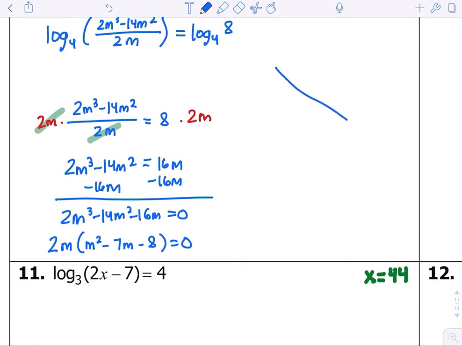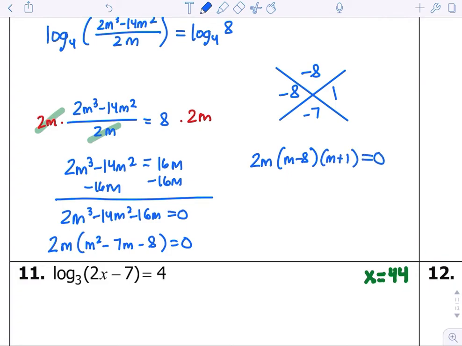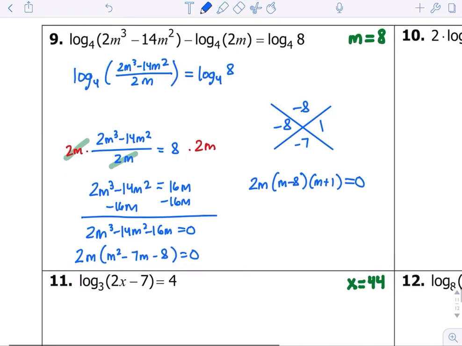So let's do the x method to factor. On top it's negative 8, bottom negative 7. Two things that multiply to negative 8 but add to give you negative 7: negative 8 and 1. So we're going to get 2m, m minus 8, and m plus 1 is equal to 0. So then m is going to equal 0, m is going to equal 8, and m is going to equal negative 1.